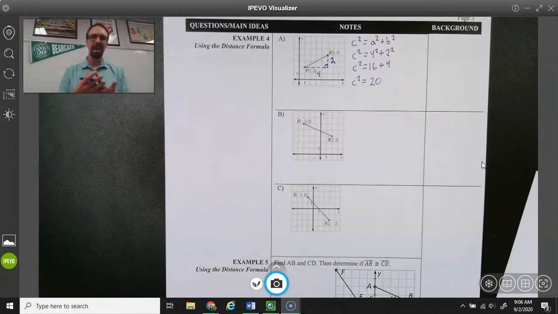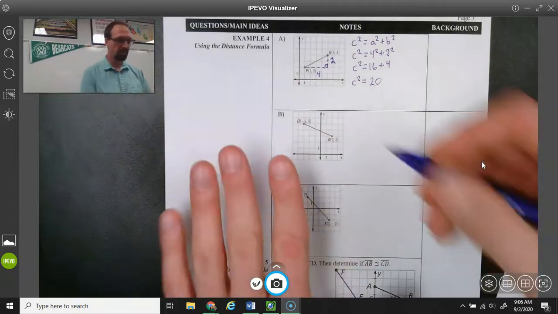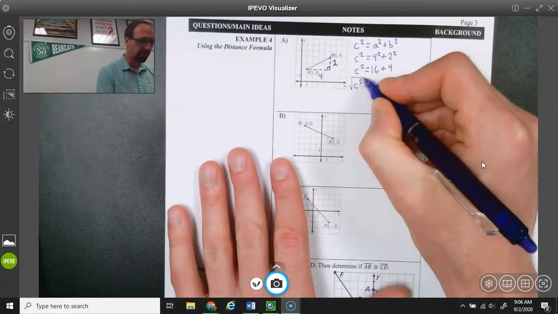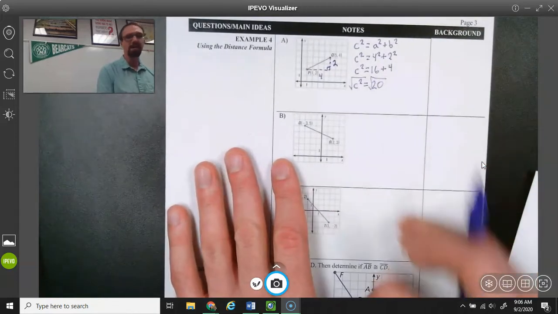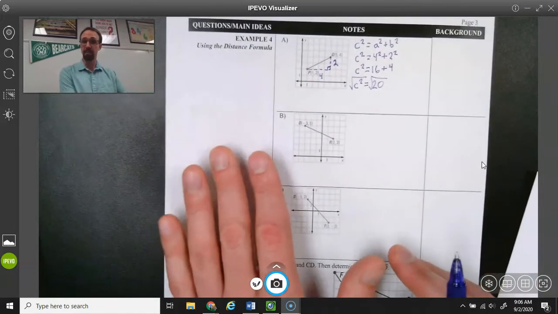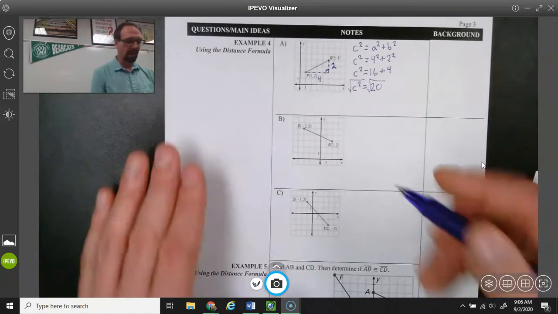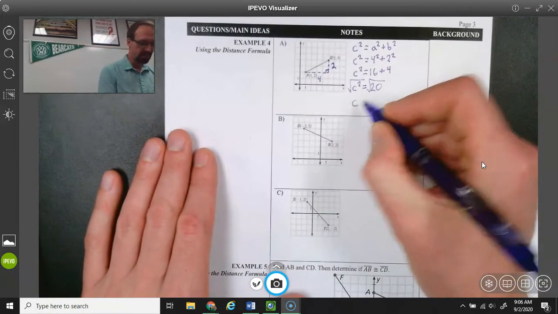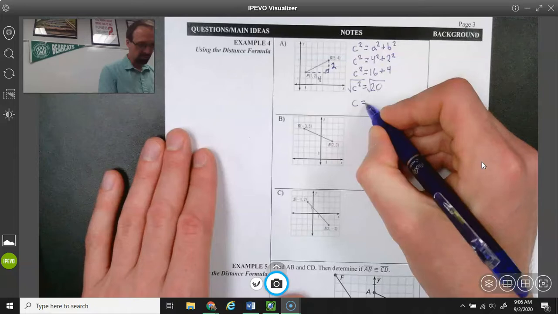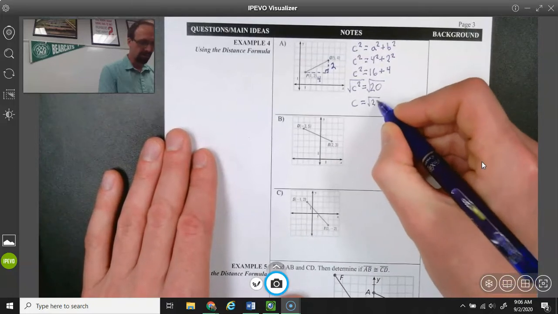So I have to algebraically undo what squaring is. To undo a square, we use what's called a square root. So we're going to apply a square root to this problem. Whenever we apply a square root, we square root both sides, because what you do to one side, you have to do to the other side. And so if I do that, I get c is equal to the square root of 20.